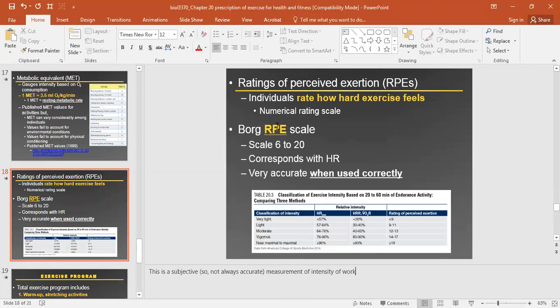RPE is rating of perceived exertion, and it runs from 6 to 20. Why 6 to 20? I don't know. There's other scales that run from 1 to 10, 1 to 20. This one just happens to run from 6 to 20. It does correspond with heart rate, but again, it's a little bit variable because you're just asking an individual how they feel. But it can be very accurate when it's used correctly. So if the individual is being honest about how they truly feel, then this can be accurate.